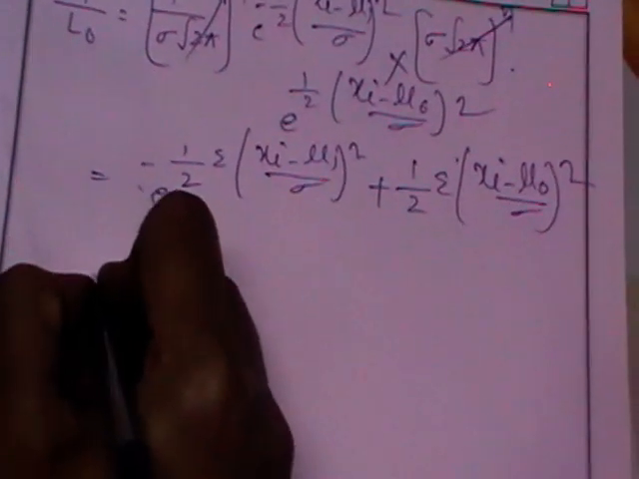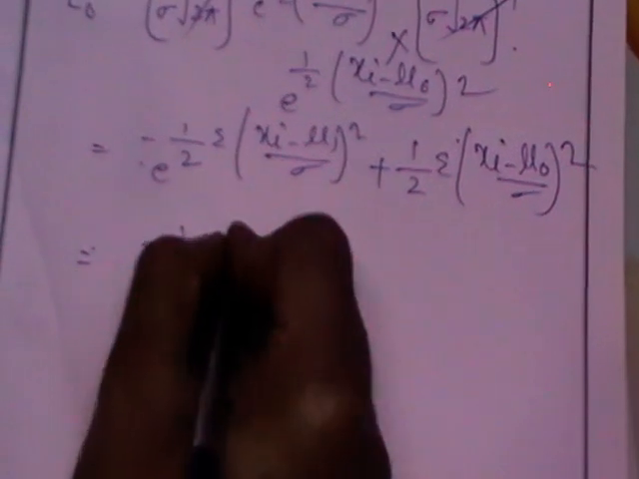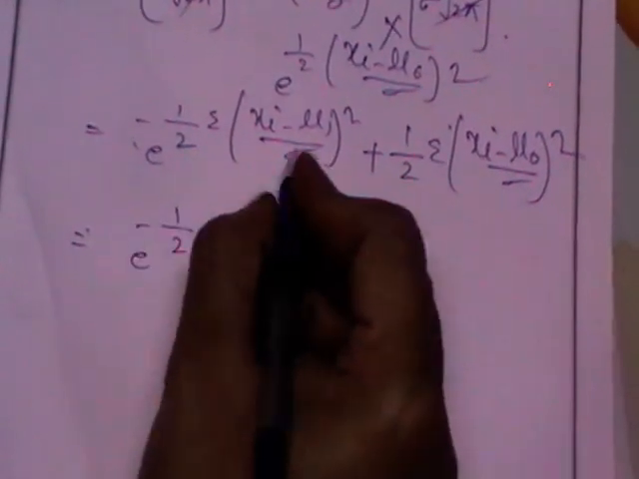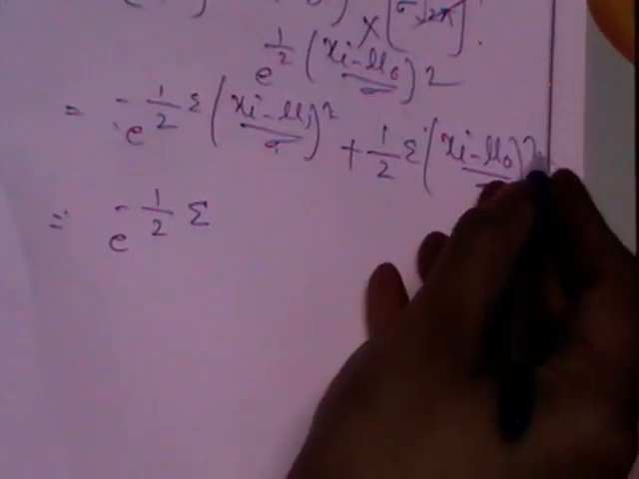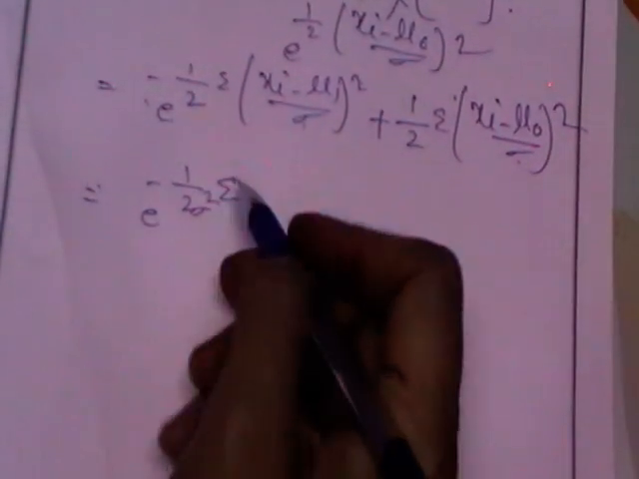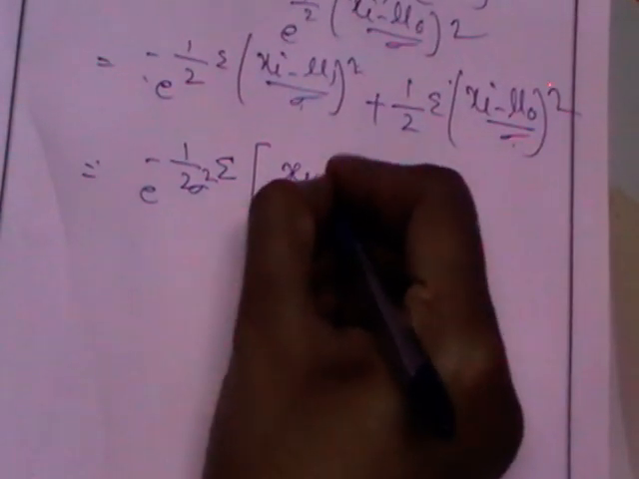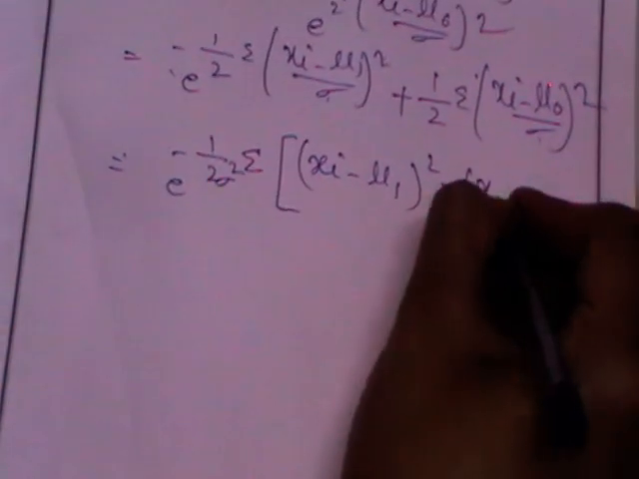So we got L1 by L0 is this term. Let us simplify this. From these two terms, we can take out 1 by 2 sigma square, and here also we have sigma square, which is independent of i. So we can take out minus 1 by 2 sigma square common from these two terms. You will get (xi minus mu 1) whole square plus (xi minus mu naught) whole square.